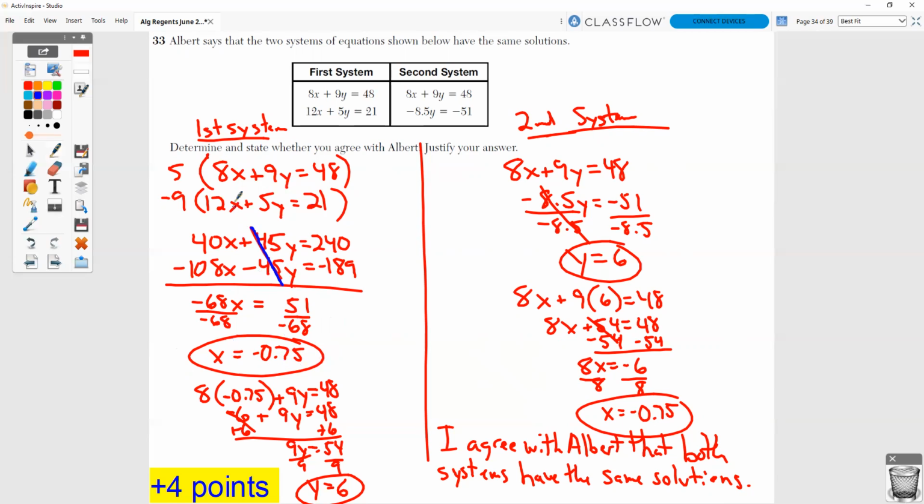Take that answer, I could sub it into here for x or here for x. I chose that first equation just because it had slightly different numbers. So I subbed it into there. You could have subbed it into the second one, though, and you get y equals 6.